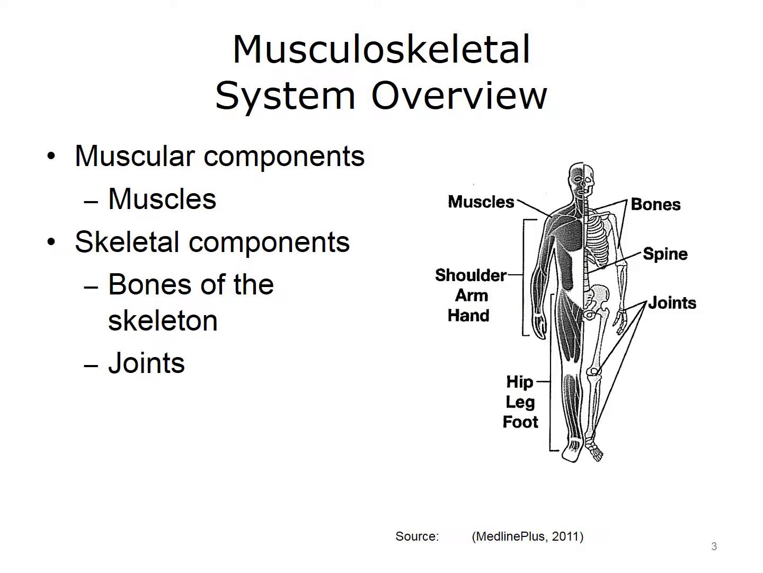Let's start with an overview of the human musculoskeletal system. Sometimes the musculoskeletal system is broken down into two different systems, the muscular system and the skeletal system. The muscular components are primarily the muscles of the body, while the skeletal components include the bones and joints.